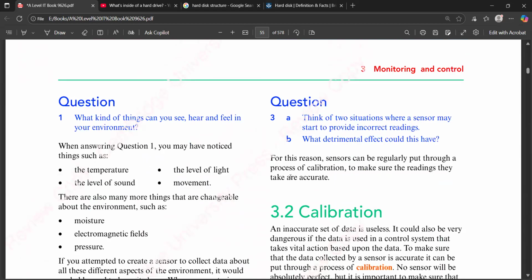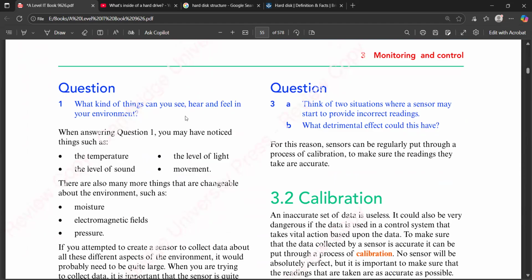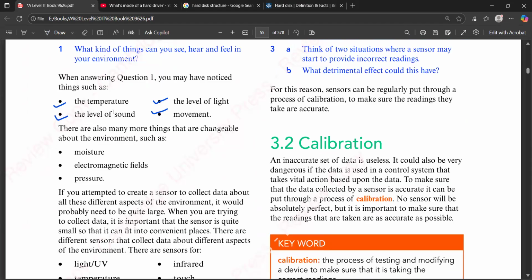Now, the first question is: what kind of things can you see, hear, or feel in your environment? If you are going to answer this question, you can say maybe the temperature, the level of sound, the level of height, the movement. There are more things that are changeable about the environment as well, but they are not seen. For example, you can talk about the level of moisture, the level of humidity, the electromagnetic fields, the amount of pressure.